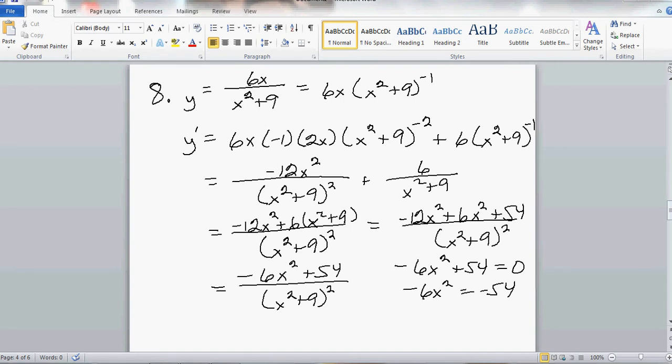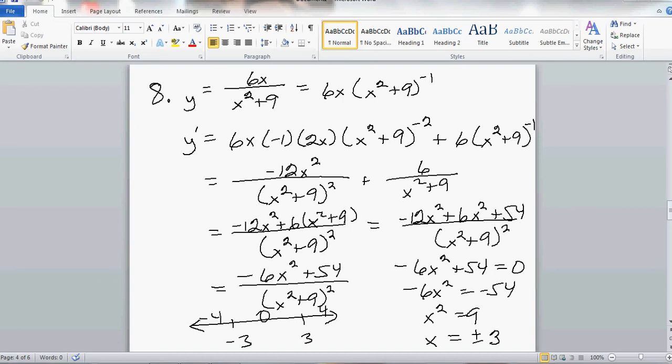and divide both sides by negative 6 so that x squared equals 9. Therefore, x would equal plus or minus 3. So those are the potential minimum and maximum at negative 3 and 3. So I'm going to choose 0, negative 4, and positive 4. I'm going to do the easy one first. Plug in 0 into y prime, which is right here.